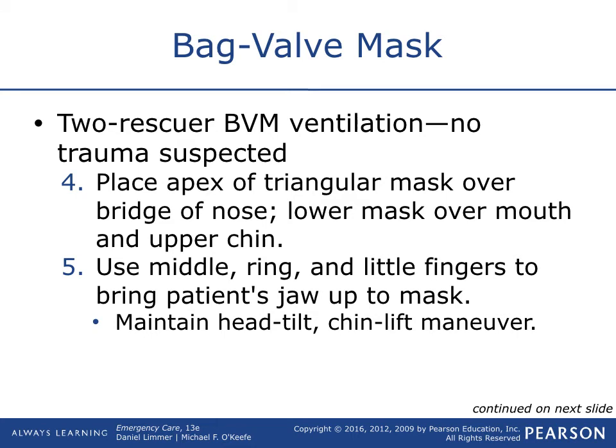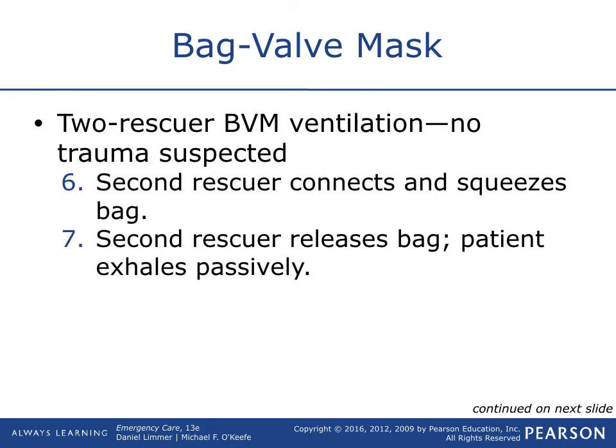And then when it's two rescuers, place the apex of the triangular mask over the bridge of the nose, lower mask over the mouth and upper chin. Use middle, ring, and little fingers to bring the patient's jaw up to the mask. And that's the trick. Bring their jaw up to the mask to get that good seal. And you're going to have to muscle that sometimes, especially if it is a cardiac arrest, depending on how long they've been laying there. Their jaws get stiff. And then maintain the head tilt chin lift maneuver. Second rescuer connects and squeezes the bag. Second rescuer releases the bag, patient exhales passively.